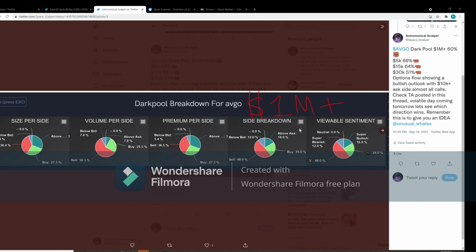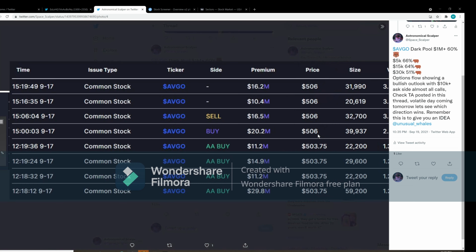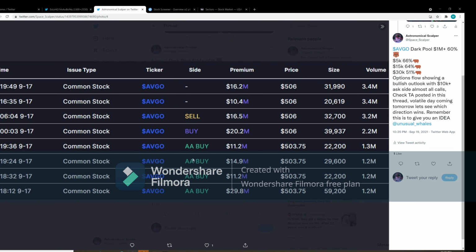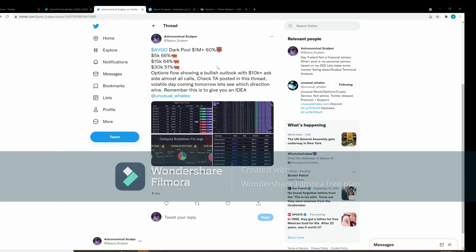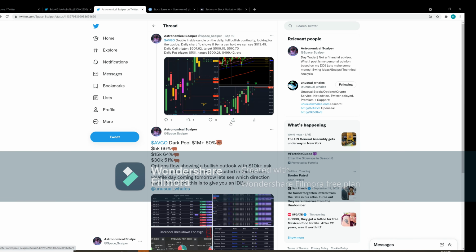Right here is a breakdown of the dark pool for $1 million plus premiums, and we could see it was actually bearish here, but for the $10 million plus, we see we have a lot of above ask buys, which are basically considered to be more bullish than just a normal buy. So that was another reason that I was thinking it was going to break to the upside.